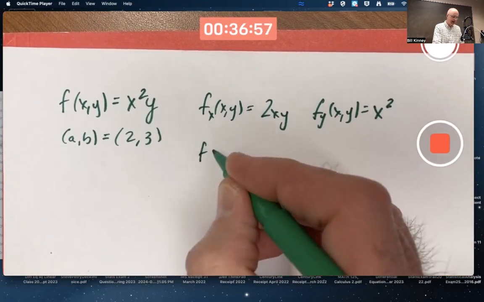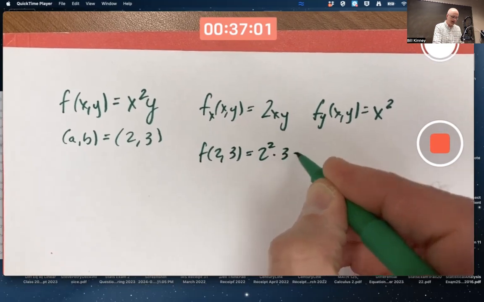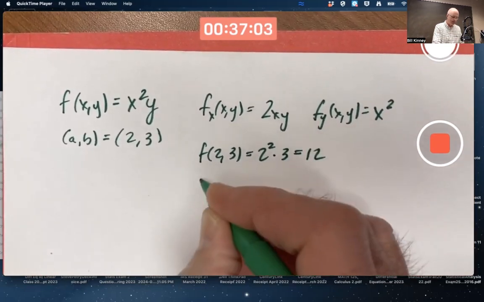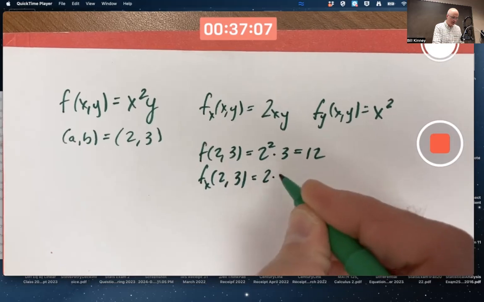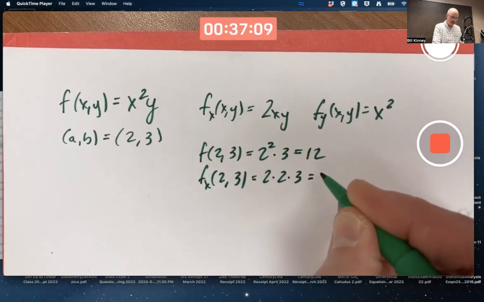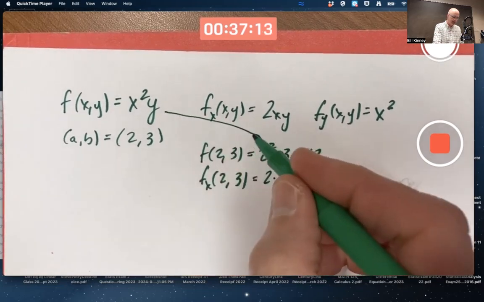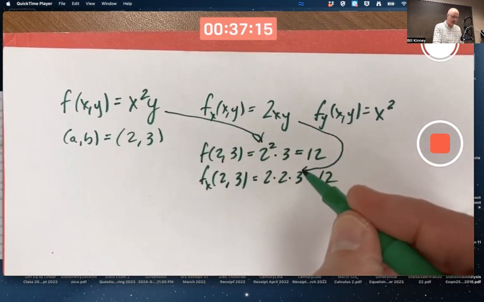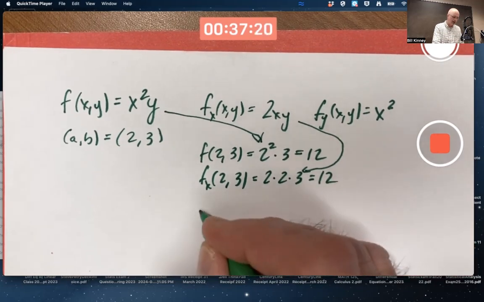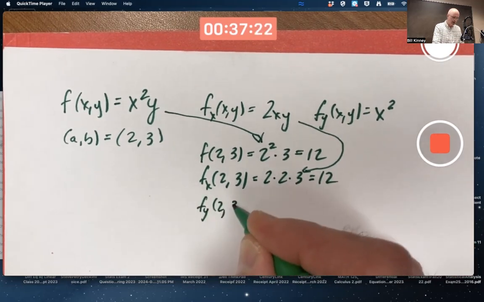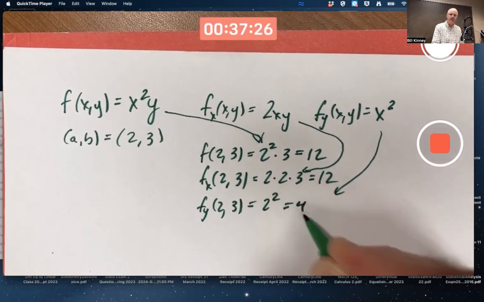Put all this information together. f_x of (2, 3) is 2 times 2 times 3, which is 12. f of (2, 3) is 2 squared times 3, which is 12. Use that formula here. It happens to be the same thing for this example, though it wouldn't have to be in general. f_y of (2, 3), using this formula, is just 2 squared, which is 4.